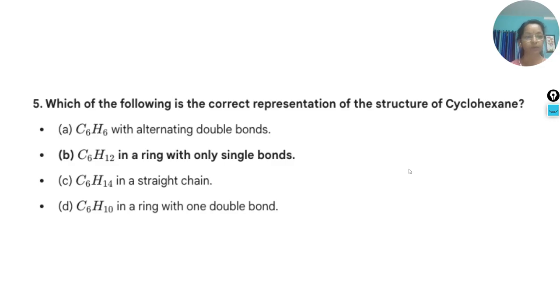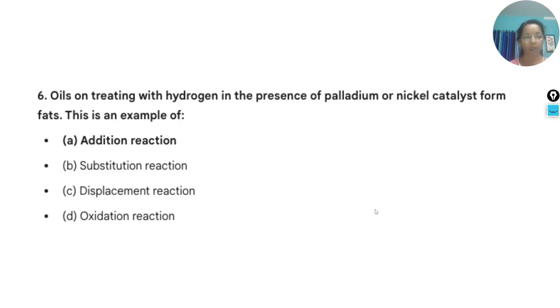Next question: oils on treating with hydrogen in the presence of palladium and nickel. That is an addition reaction. We learned the reaction. Vegetable oils treated with hydrogen with the catalyst is an addition reaction. Hydrogenation we call it, right?